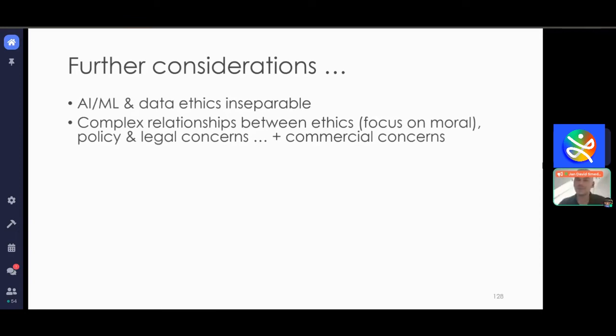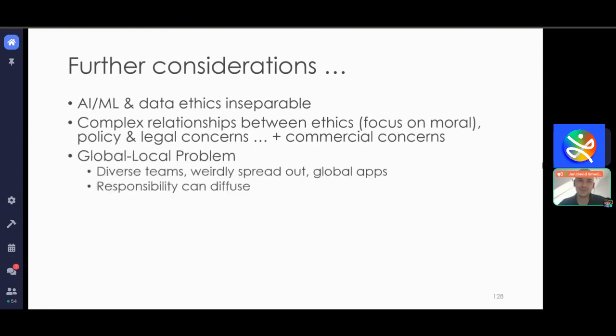Just to say that there are these different angles, lenses really, which you can take to look at this problem space. There's also a decisive local-global problem. Because of the scalability of digital systems, we often have diverse teams spread out across the globe. They develop systems that get used in specific situations with individuals, and oftentimes it can have a big impact on individual lives. But through this separation and scalability, responsibility arguably can easily diffuse.